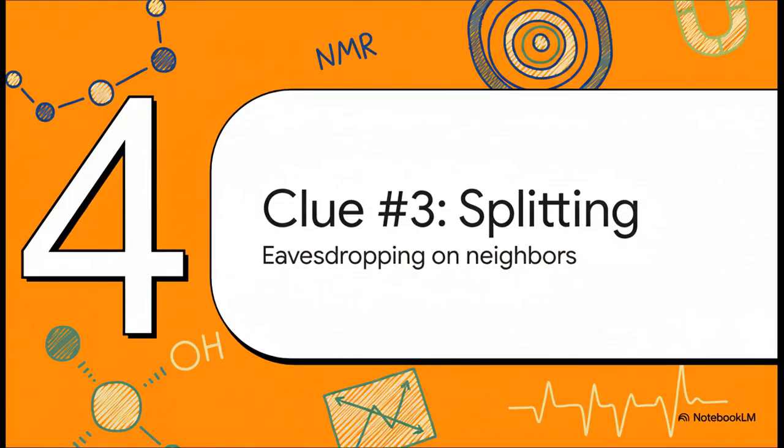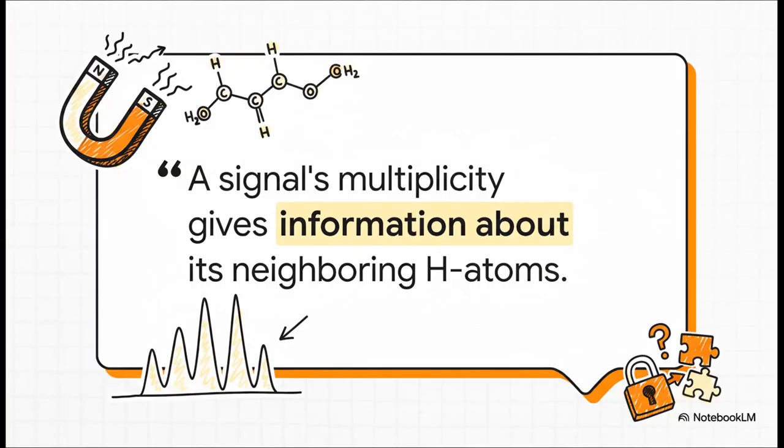Okay, our third and final clue. And honestly, this is the most powerful one. This is the real game changer. If signal location gives us the words, and the intensity tells us how many of each word, then signal splitting, well, that gives us the grammar. It tells us how all the pieces are connected. It all boils down to this beautifully simple idea called the N+1 rule.